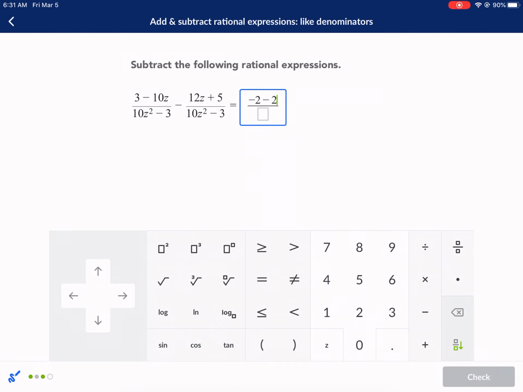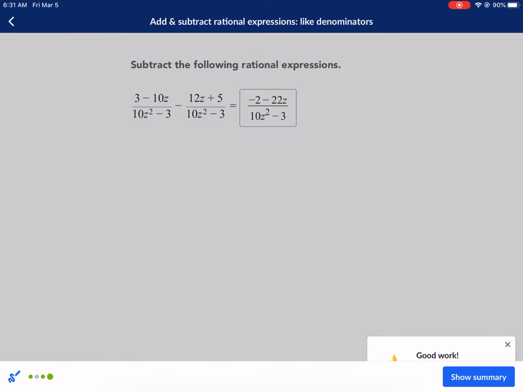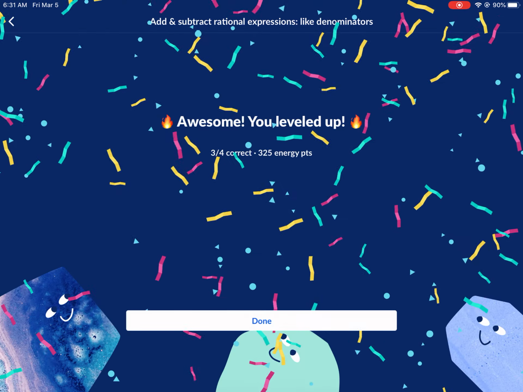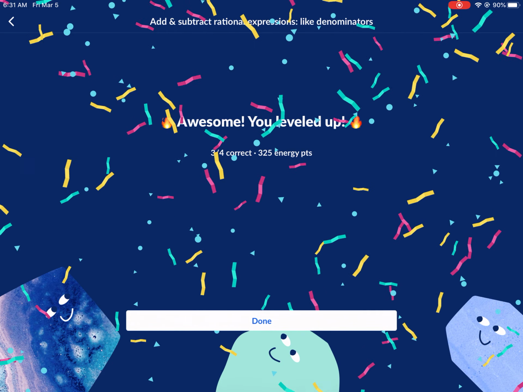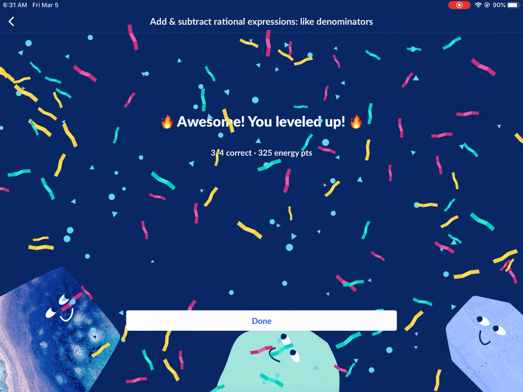Negative 2 minus 22z in the top. And then the same thing in the bottom, 10z squared minus 3. And we should be good. All right, all there was. Make sure to keep track of your positives and negatives, especially when subtracting.